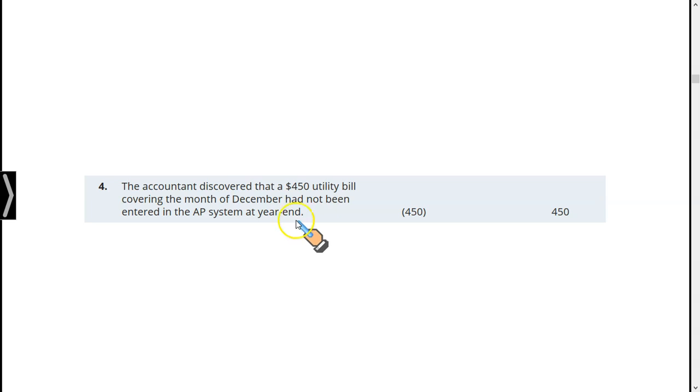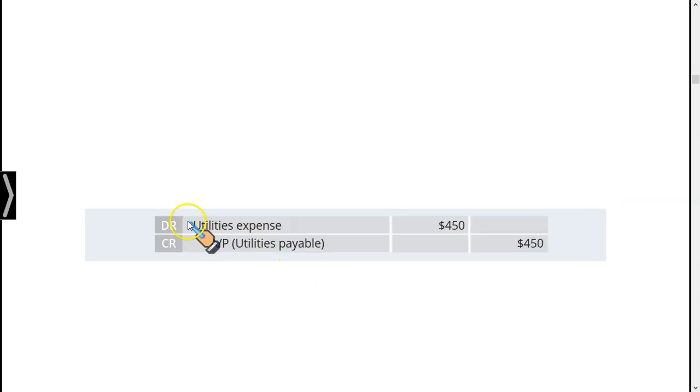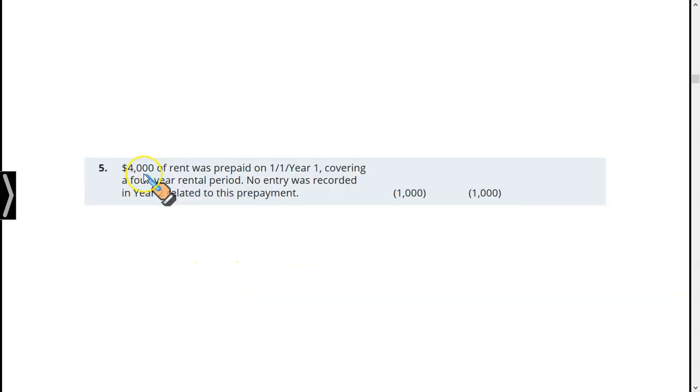So you must debit expense. That's why the income statement would reduce, and it's a payable. So $450 for utilities was incurred but not yet paid. We need to record utility expense, which would reduce income, and accounts payable would be credited to reflect the liability. Let me show you. Utilities expense debit, accounts payable, utilities payable credit, $450.